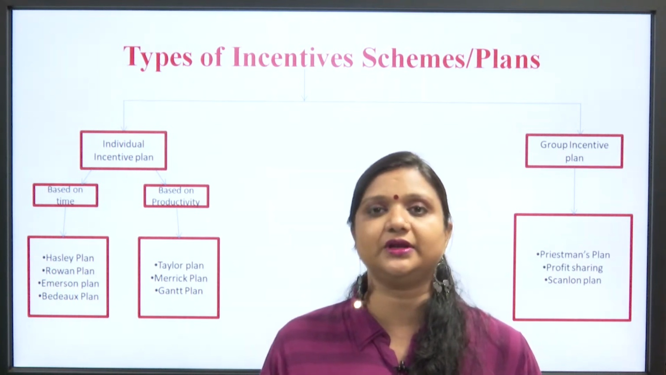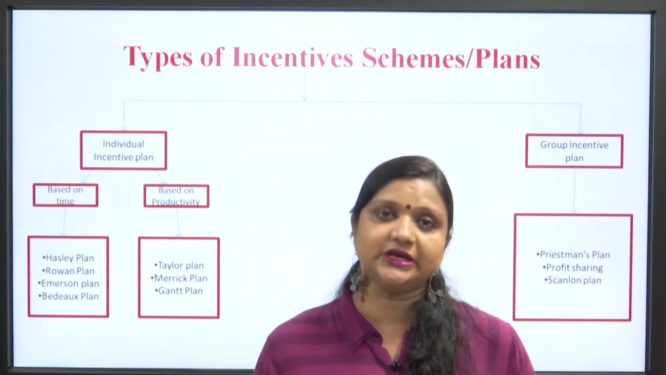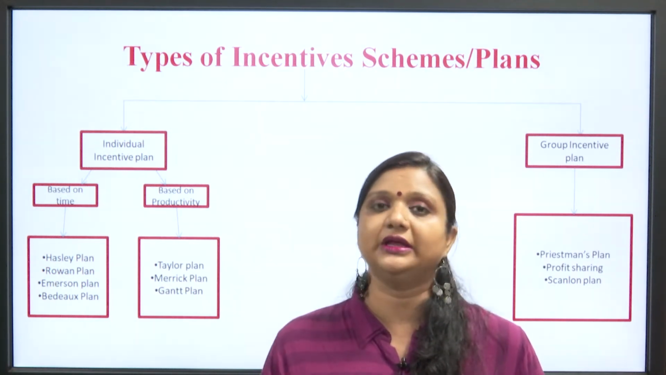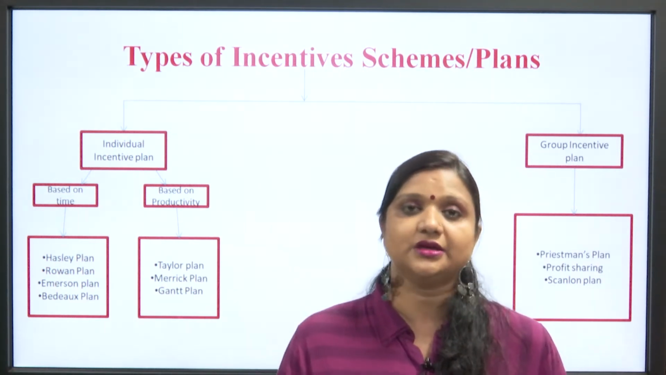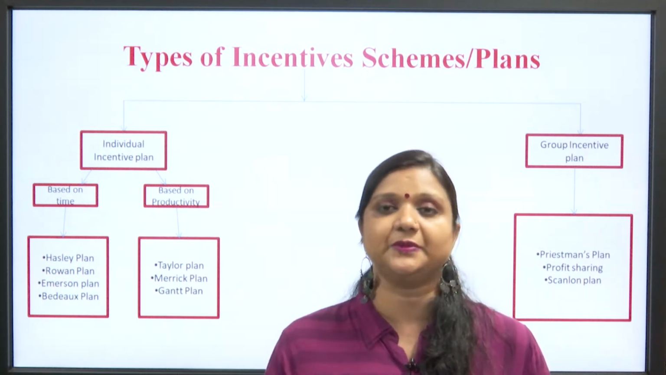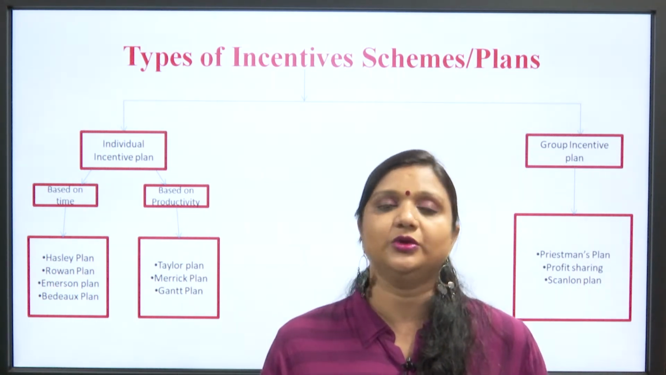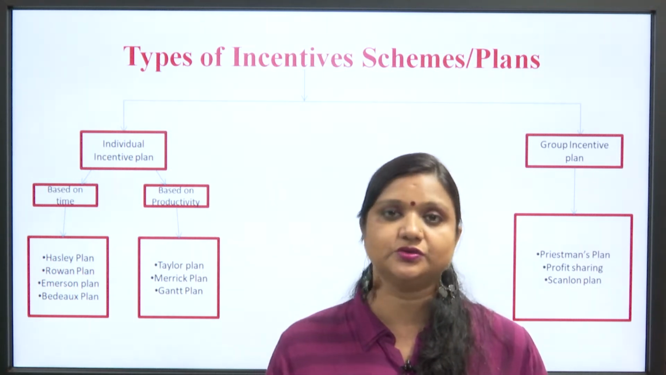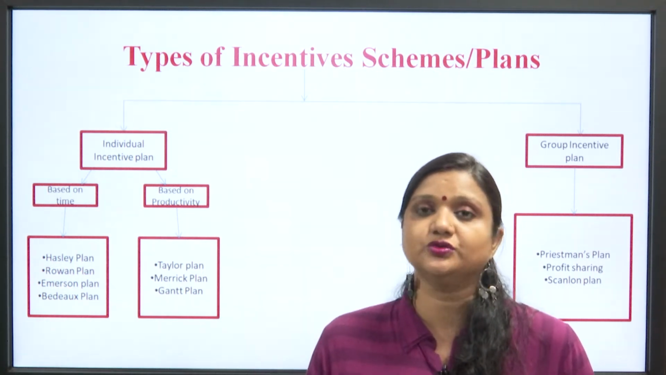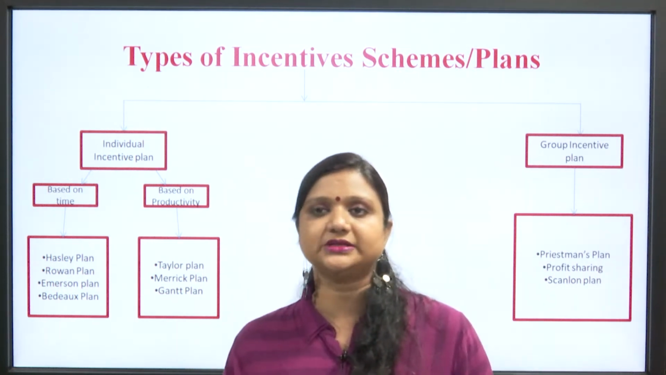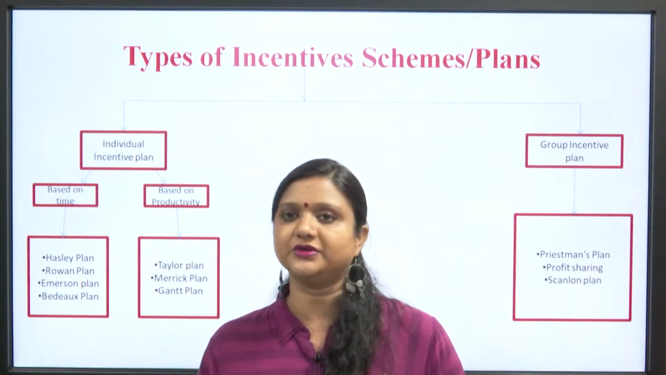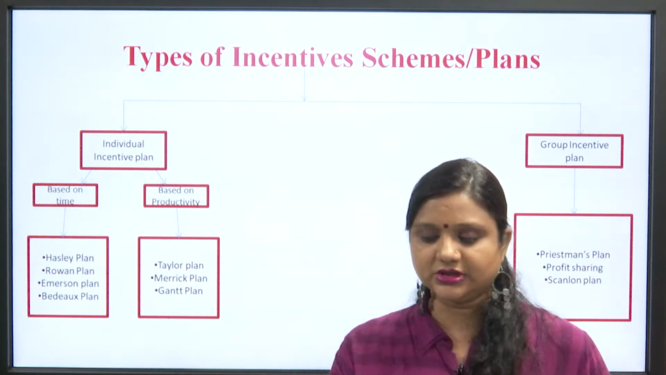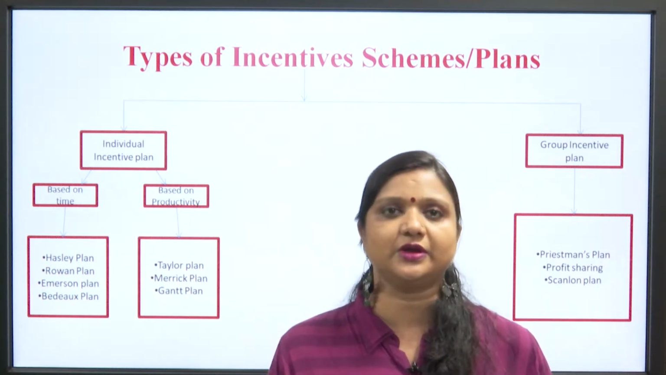And based on productivity is how much work is being done by the individual. In that case these methods basically give an idea to the human resource manager of how incentive is determined to be given to the employees. And the group incentive plans are like the Priestman, profit sharing, scale and plan. So, let us have a discussion on these methods one by one.